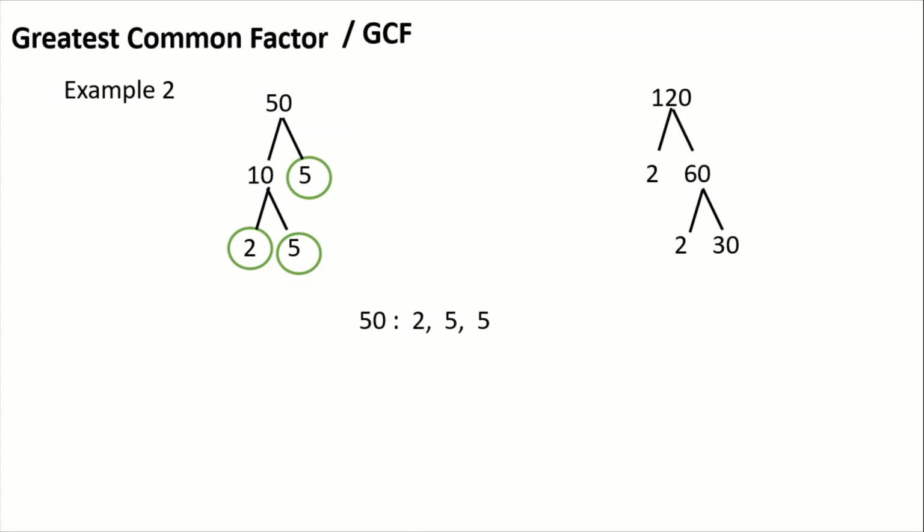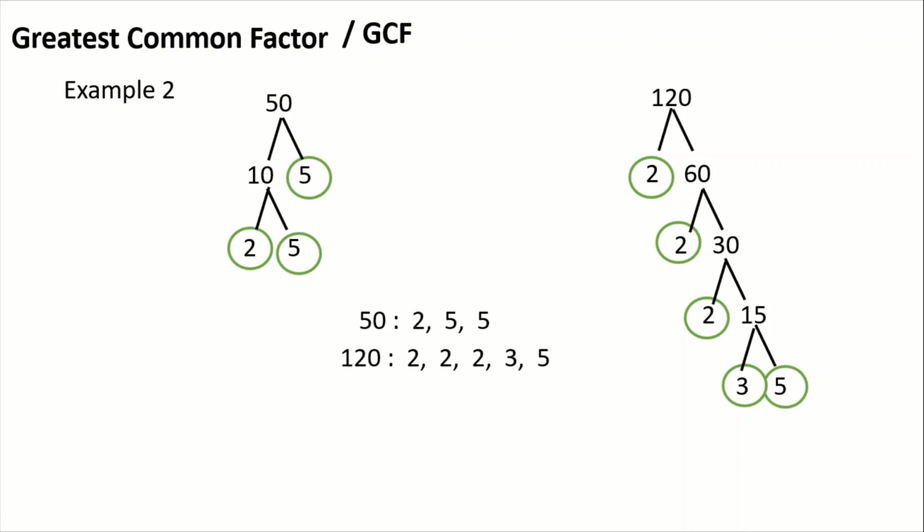Right? So again, 30 is still a composite number, so we factor 30, that is 2 times 15. We continue the process until our factors are all prime numbers. So, 15 has the factors 3 times 5. All of those are prime numbers now. So, therefore, the factors of 120 are 2, 2, 2, 3, and 5.